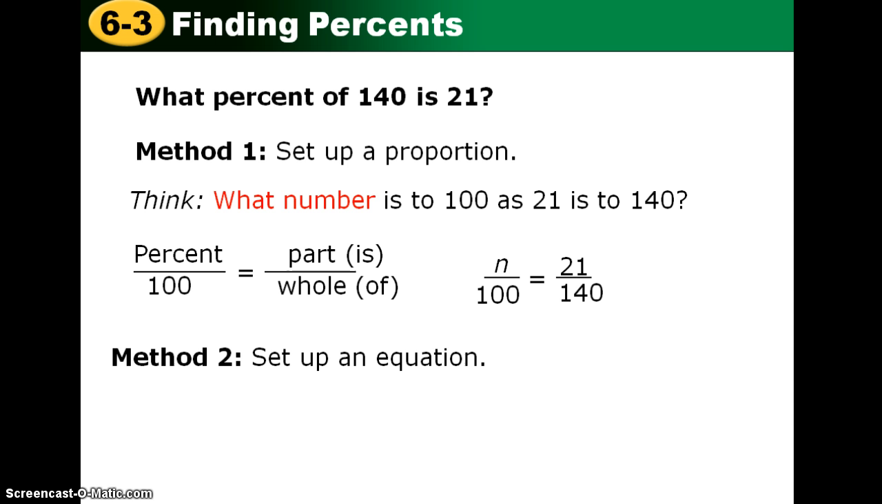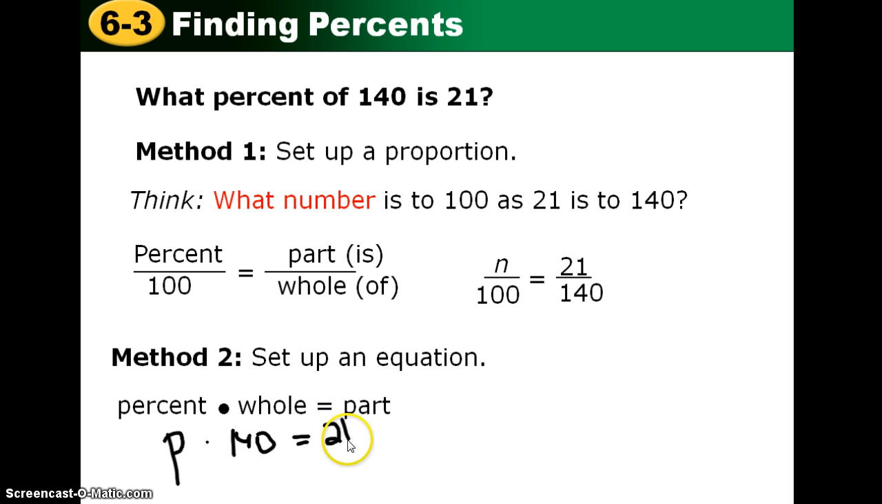If we were to set up the equation, it would look like this. Percent times the whole equals the part. So we don't know our percent, so we could use P for the variable, times the whole, which in this case is 140, equals the part, which is 21. Either way we record this, or compute this, we get 15%.